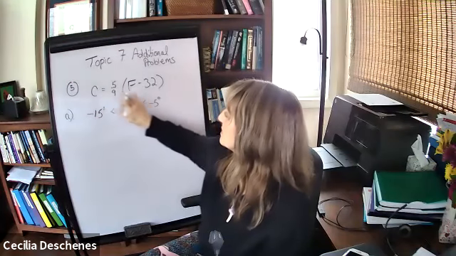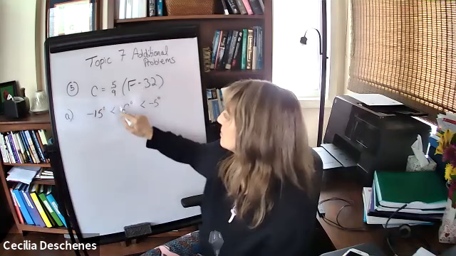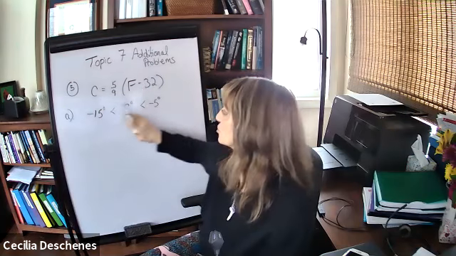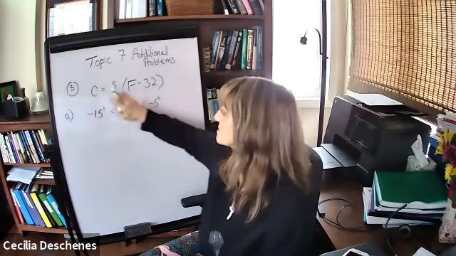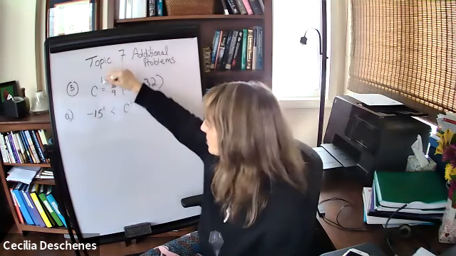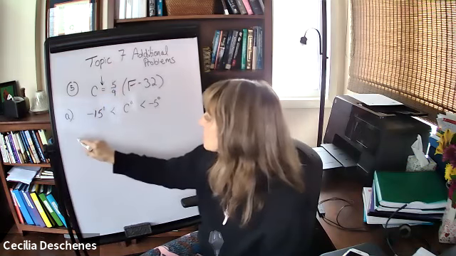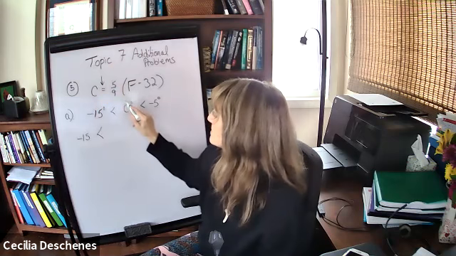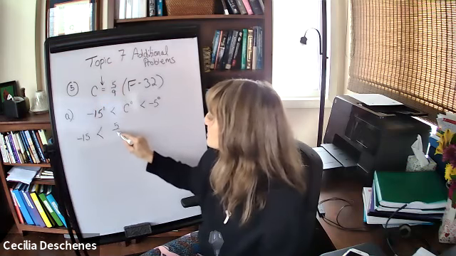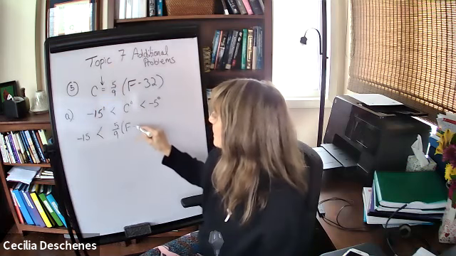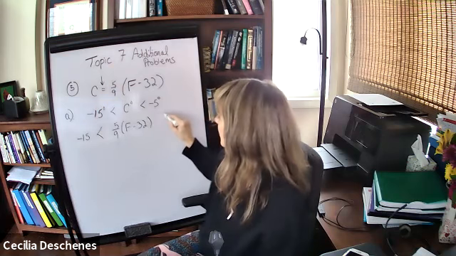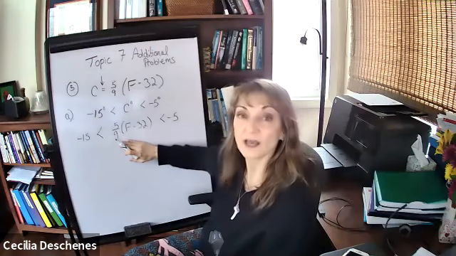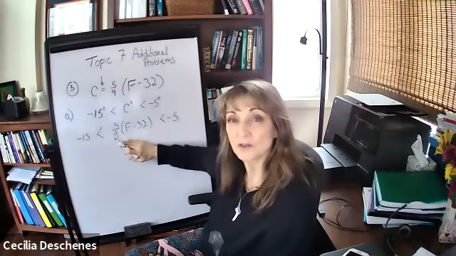Well, what we're going to do is take advantage of this formula and stick it right in the middle, because if we know that this is true for Celsius, and this is what Celsius is equal to, we can make a substitution. So we go from negative 15 less than C, and instead of C, we write 5/9 times F minus 32, less than negative 5. Okay, and now we're going to solve this for F so we can find the range for F.